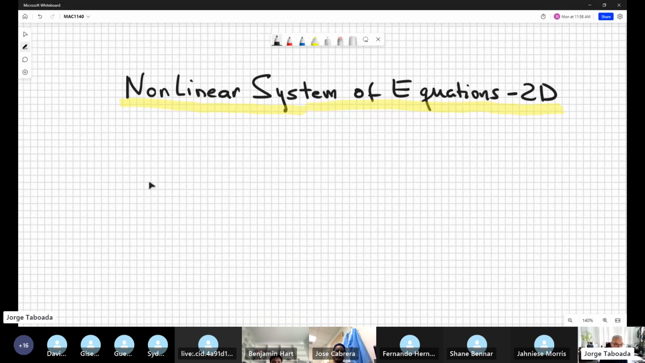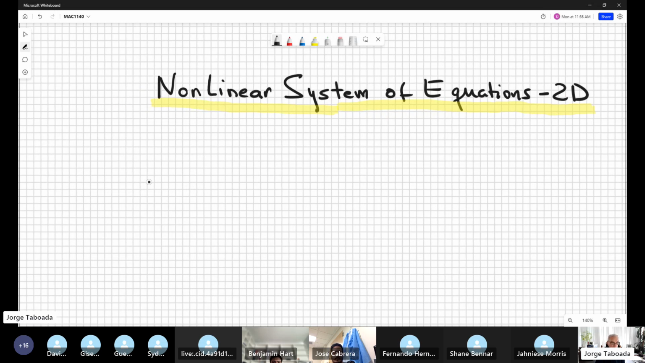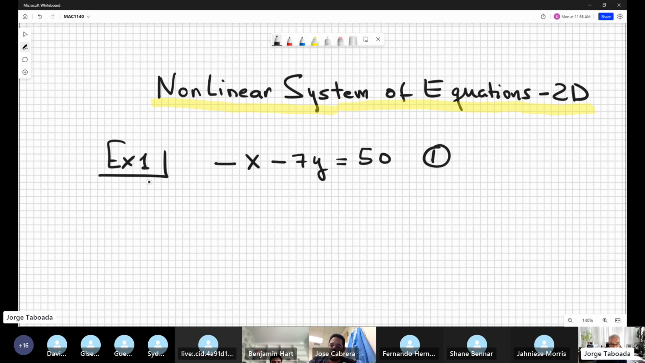Okay, so what is the idea behind the nonlinear? Well, first of all, identification. A system is nonlinear when at least one equation is nonlinear. Example one to understand the concept. Definition: minus x minus 7y equals 50, equation one. And the second equation is x squared plus y squared equals 100, equation two. This is my system, containing two equations.